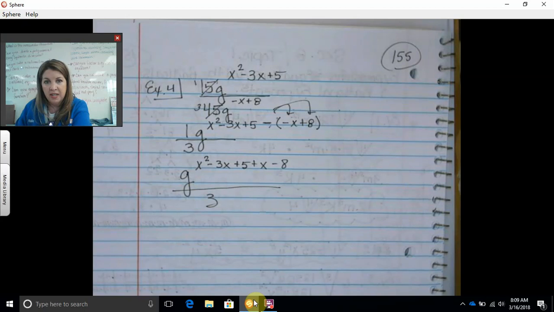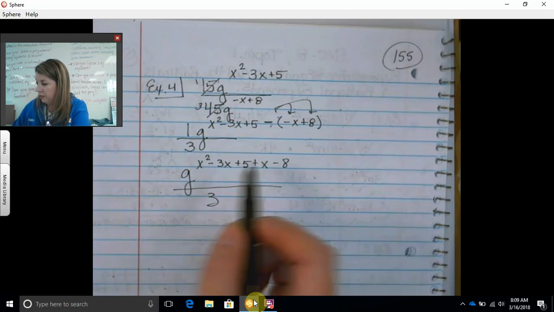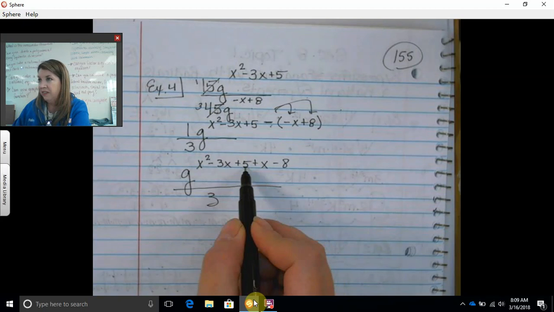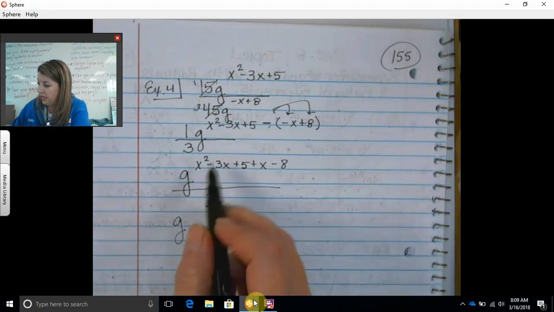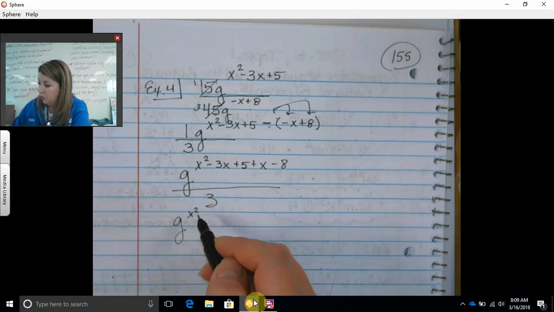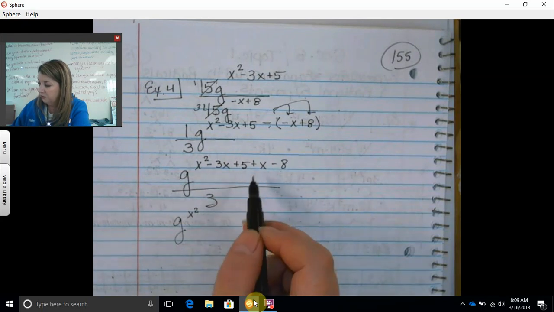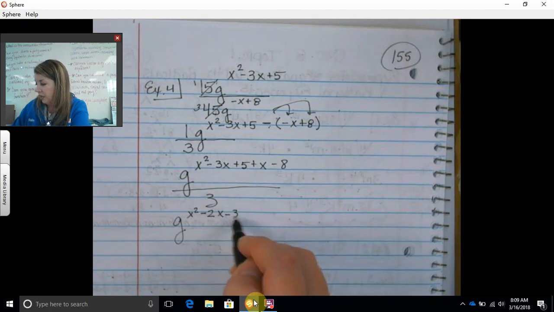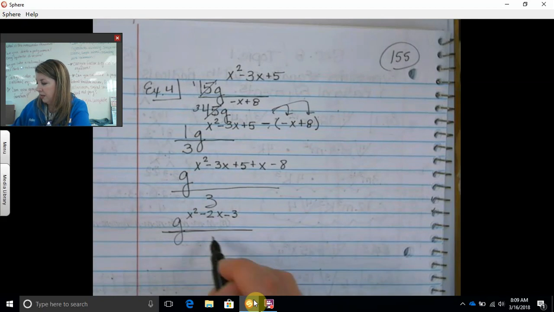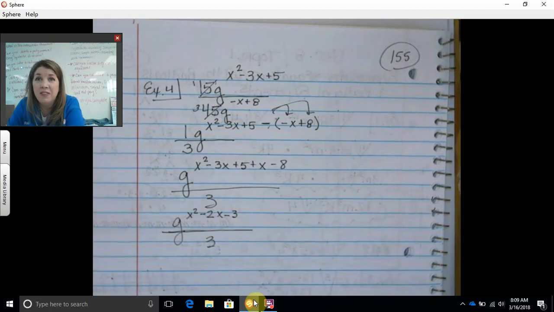Can I do any simplifying in that exponent? Any like terms? Yeah. Negative 3x and positive x combine, and positive 5 and negative 8. So I'm going to combine like terms. g raised to the x squared has no like terms. What's negative 3x plus x? Negative 2x. Positive 5, negative 8? Negative 3. All over 3. And that's it. I don't have to factor the exponent, nothing like that. I'm just simplifying it as far as I can go. It didn't say factor the exponent.